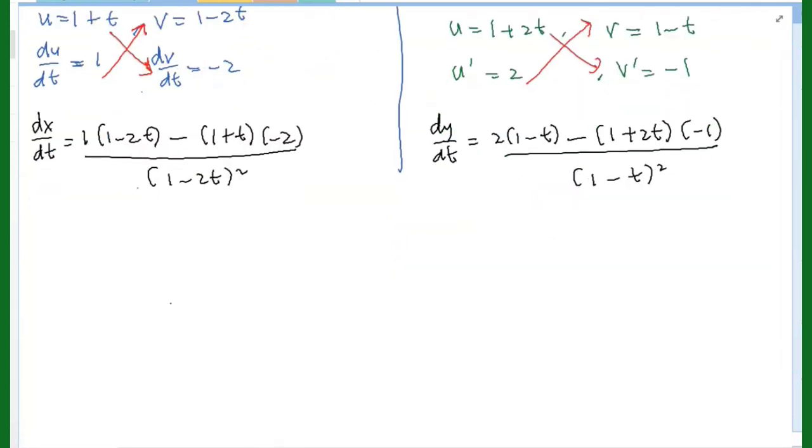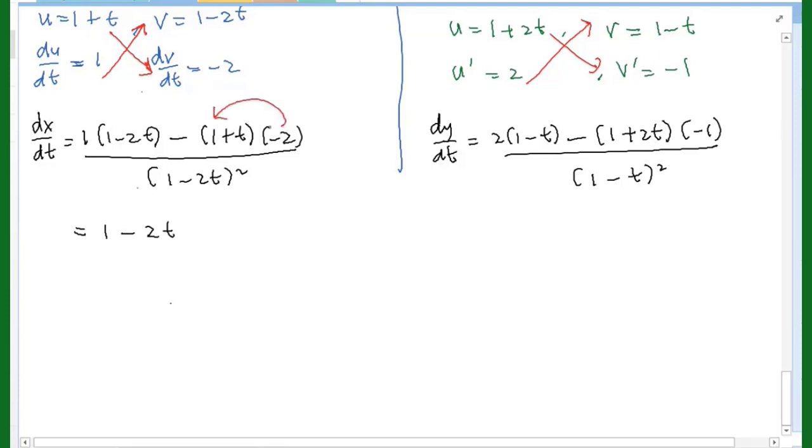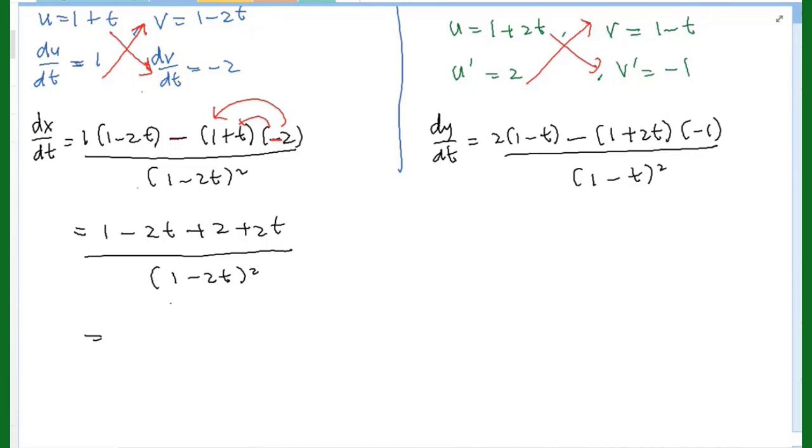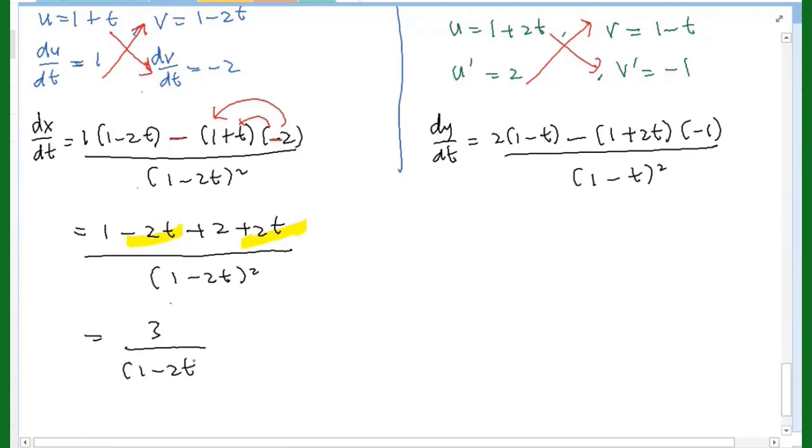Okay, and then simplify. 1 minus 2t. This one is times, and make sure negative, negative, and then is negative times negative 2t, plus 2t, okay, over 1 minus 2t. Okay, then so cancel. The answer is 3 over 1 minus 2t.